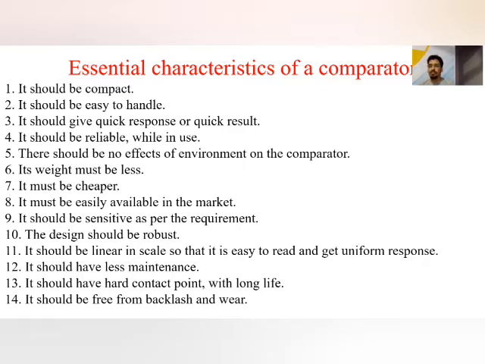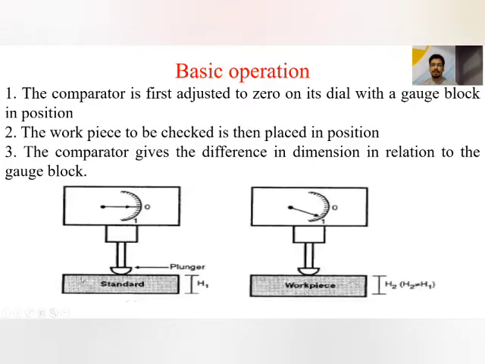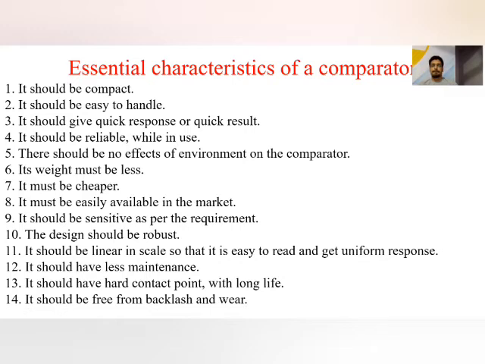So scale is like this. You have to read that scale. It means the readability of the comparator scale should be good. It should have less maintenance. It should have hard contact point with long life. It means the point which is in touch with the standard or workpiece is of hard nature. This plunger part, this point, which is the contact point of the comparator, it should be hard. Next, it should be free from backlash and wear. So these are the essential characteristics of a comparator which should be required by it.